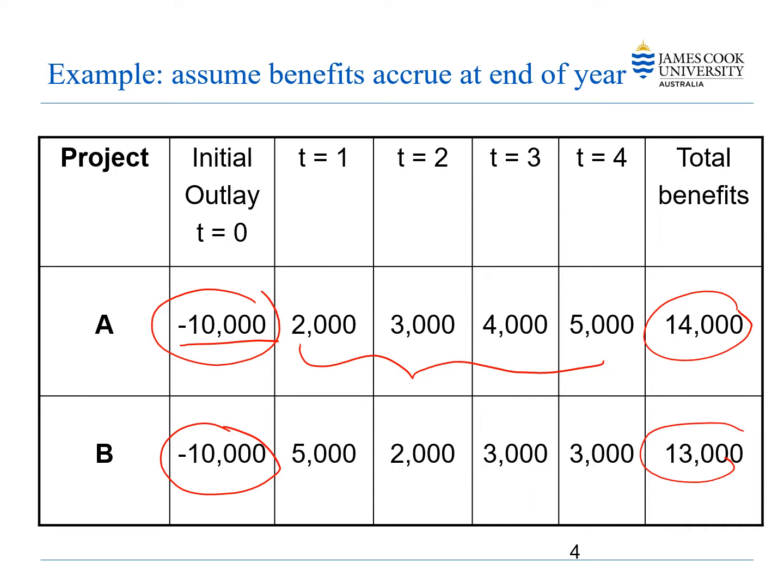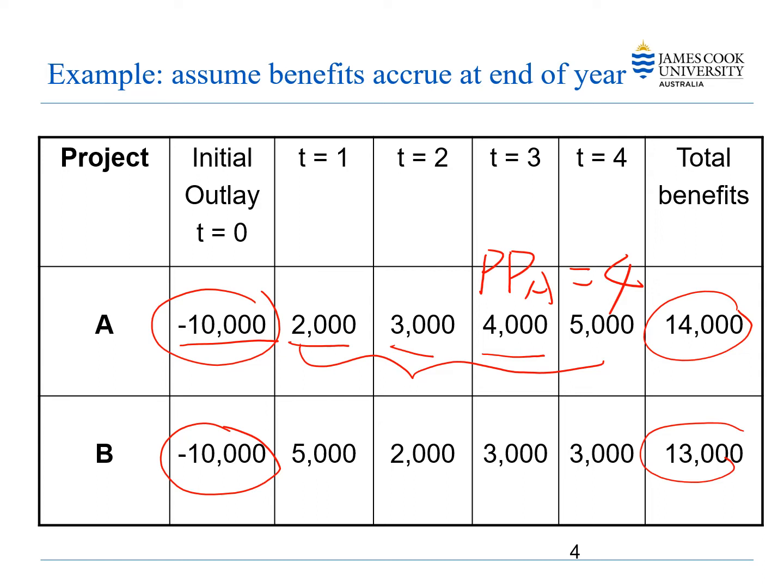For project A, how many years does it take to recover the $10,000 initial investment? We need year 1, year 2, and year 3, which gives us 9,000. So we need year 4. The payback period for project A is 4 years. We need 4 years to recover our $10,000 initial investment.